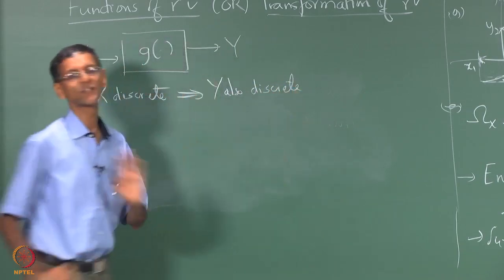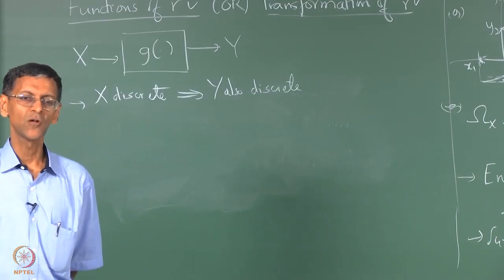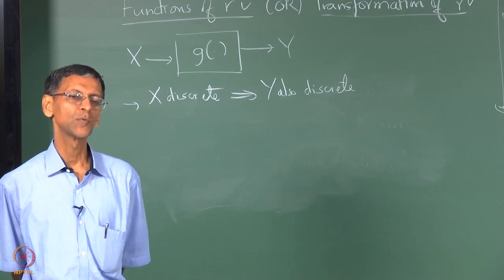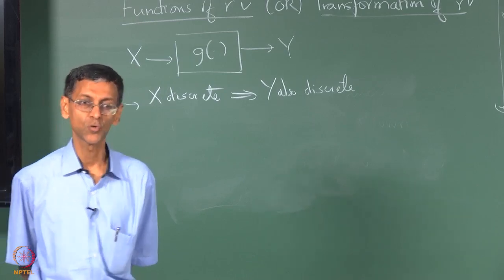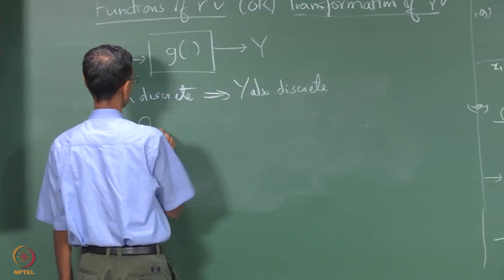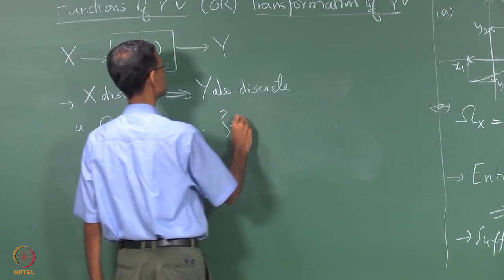This is just due to the nature of the function g itself. Given that x equal to x1 or x equal to x2, y can only take a countable number of values, g of x1, g of x2 and so on. So in this case, omega x is equal to some countable set like this, which implies what?